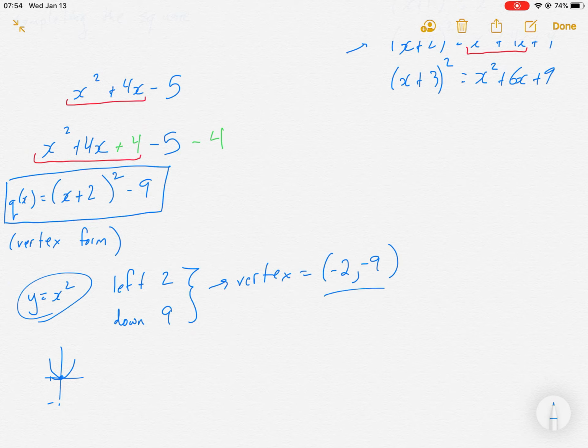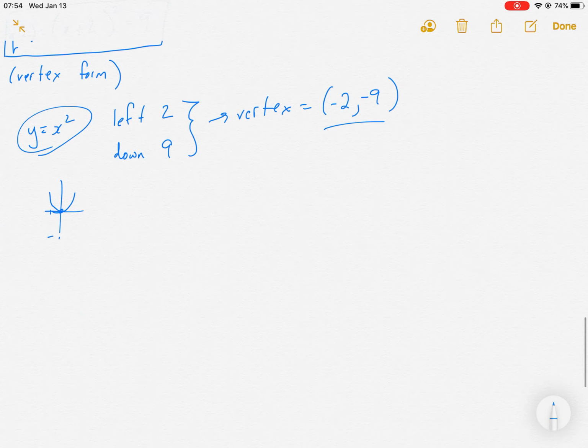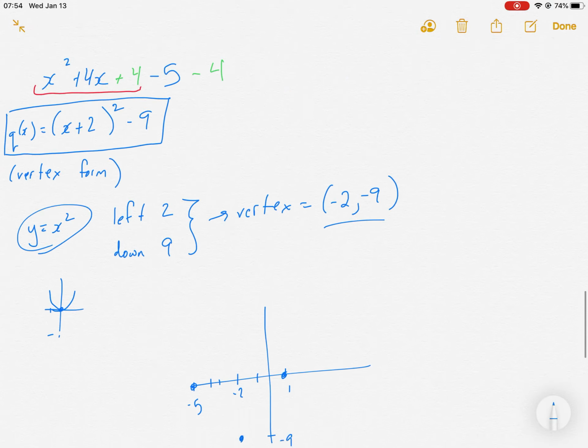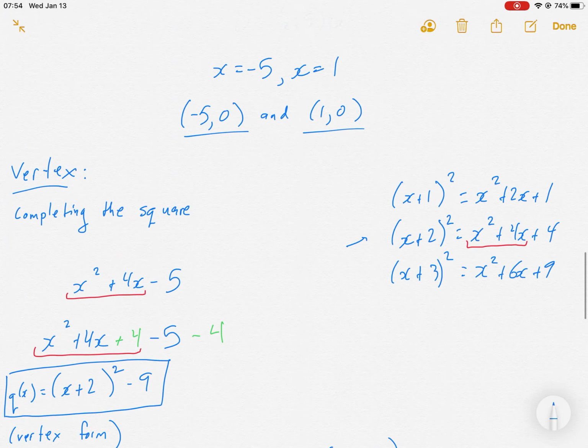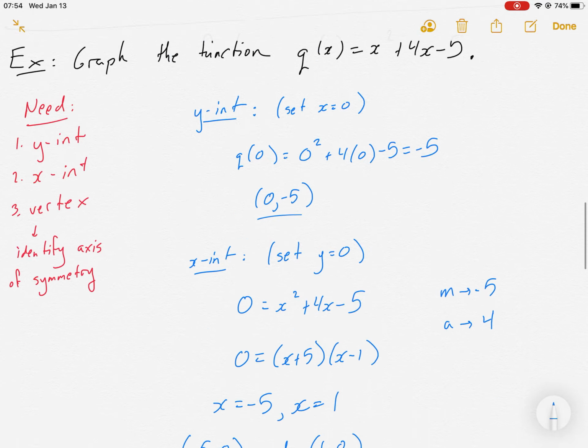And now we have all the pieces we need in order to actually graph. So let's go ahead and do that. My vertex is (-2, -9). My intercepts are at 1 and -5. And then my y-intercept was at -5, I believe. Let me just double check that after I graph it. I think it was -5. Yep.